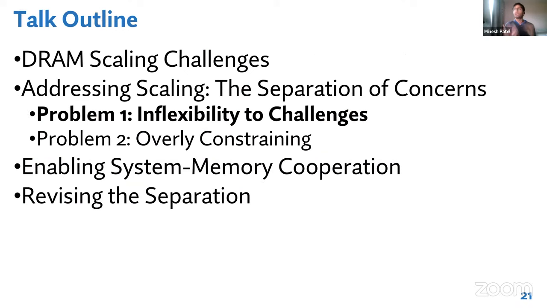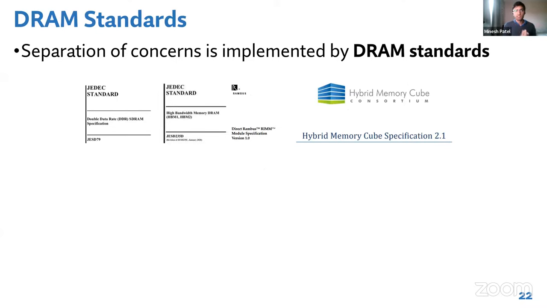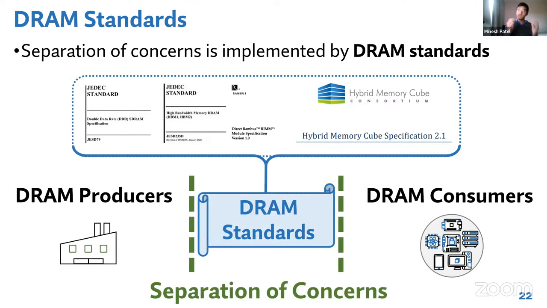The first problem here is the inflexibility to new challenges that arise. To talk more about this, I'll introduce the concept of DRAM standards. The separation of concerns that I described in the previous slides is implemented by industry-wide standards, which are documents that describe how DRAM should be designed and used. Here are some examples of different DRAM standards that have come across time. The JEDEC consortium is responsible for a large majority of today's standards, but there used to be other standards by a company such as Rambus, and emerging memories will also have their own standards as they are developed. These DRAM standards essentially implement the separation of concerns between producers and consumers.